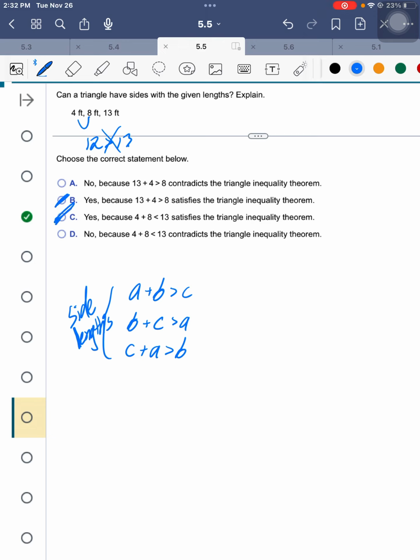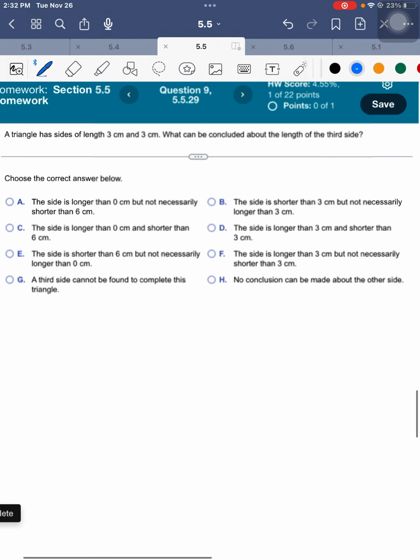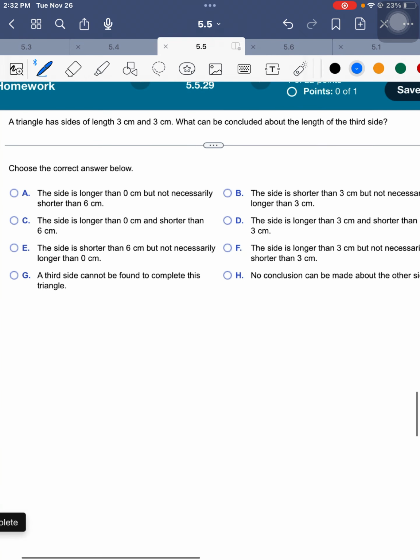But why is it no? Because the fact that 13 is greater than 4 plus 8, which is 12, contradicts the triangle inequality theorem, which is this: any two sides of the triangle must be greater than the third side. Okay? Now, this is important. This is the third side rule.